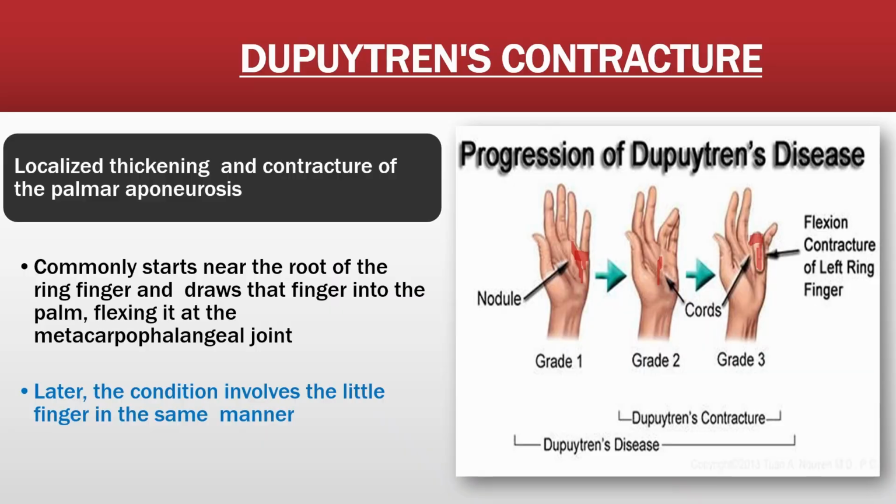Then it may later involve the little finger also. So this type of presentation is there in Dupuytren's contracture because of the thickening of the palmar aponeurosis. Okay? So this is the applied aspect.